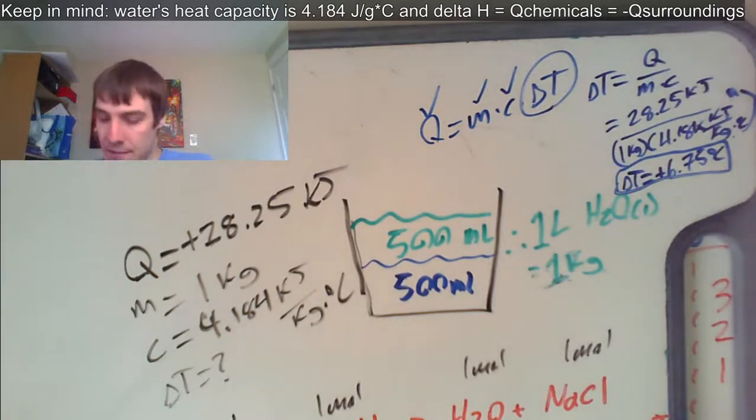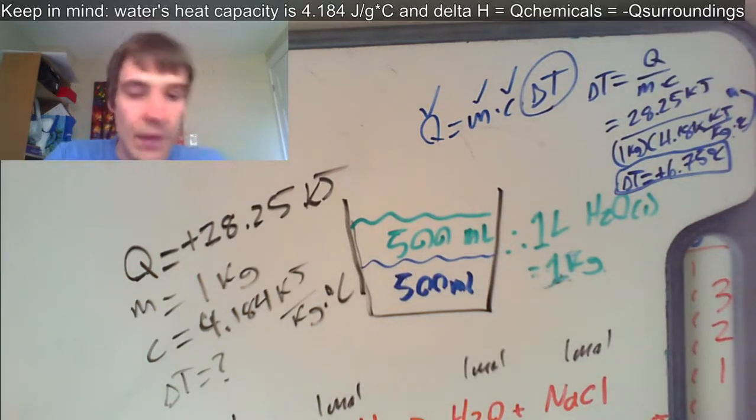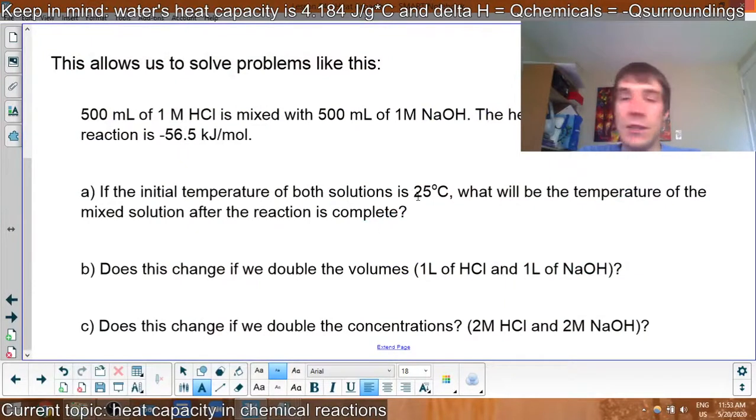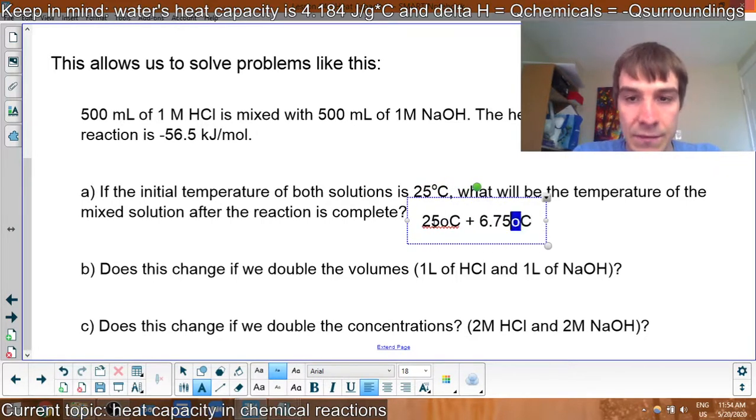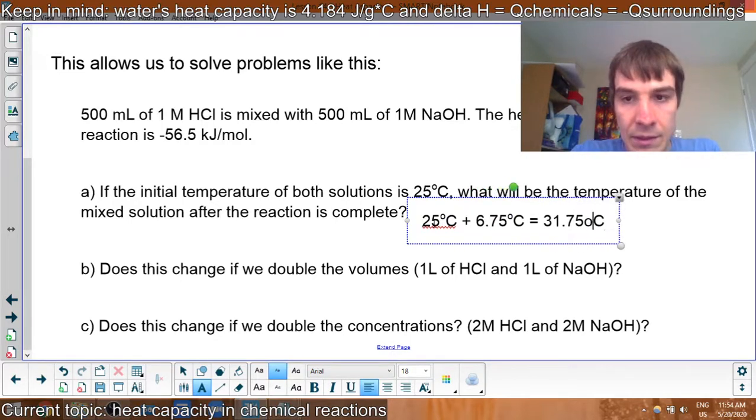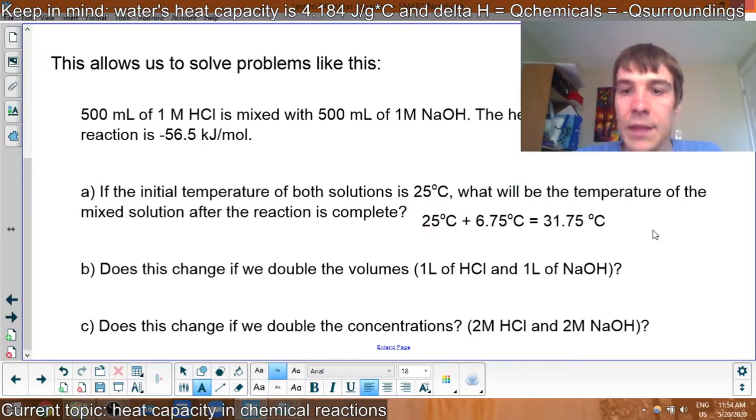This is going to go up by 6.75 degrees Celsius. When we look back here, we start at 25 degrees Celsius, so to figure it out, 25 degrees Celsius plus the 6.75 degrees Celsius that we just figured out is going to be 31.75 degrees Celsius. All right, so that's how we figured it out. It's a big multi-step problem. I would lead you through this kind of like I did with the previous question.